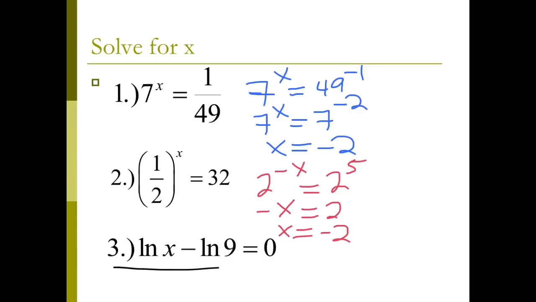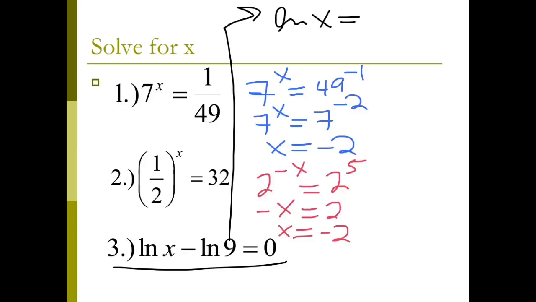Alright, for our last example, I'm kind of running out of room, so I'm going to move up here to solve it. We're going to add the natural log of 9 to both sides to get our one-to-one relationship, which gives me the natural log of x is equal to the natural log of 9, which means that x has to equal 9. Alright, there we have it.